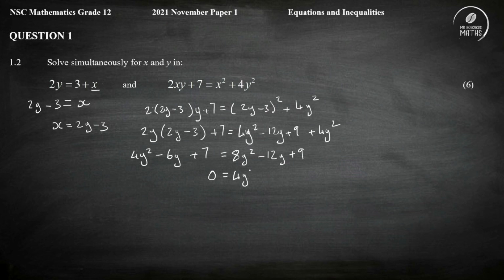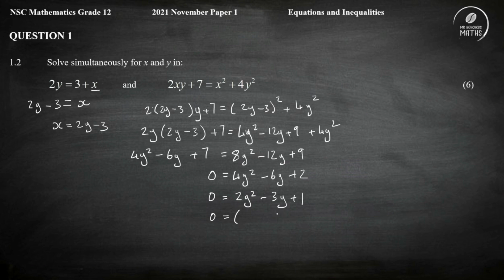We'll end up with 4y squared on the right. 8y squared minus the 4y squared is equal to 4y squared. We've got a negative 6y, so I'm going to have to add 6y to both sides. Negative 12y plus 6y ends up being negative 6y. Positive 9, we have a positive 7 on the left, so we're going to have to minus 7 from that positive 9. So we will end up with 2 on the right. We can still divide this by 2 to make it even easier for us. So we will have 2y squared minus 3y plus 1 on the right-hand side.